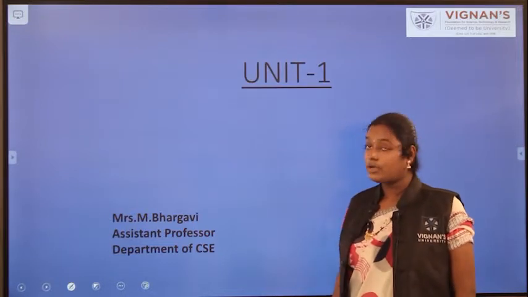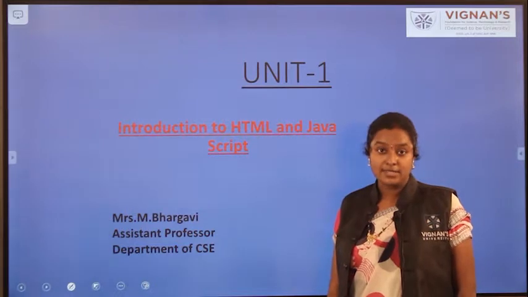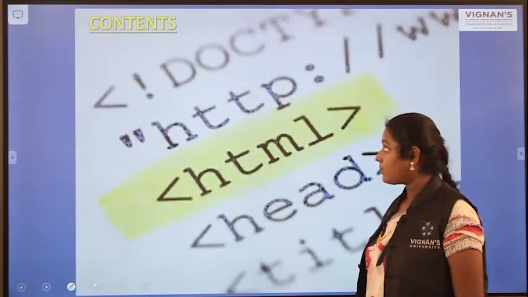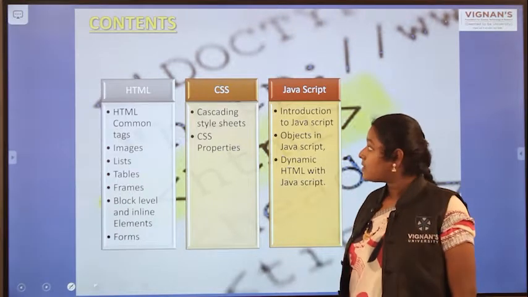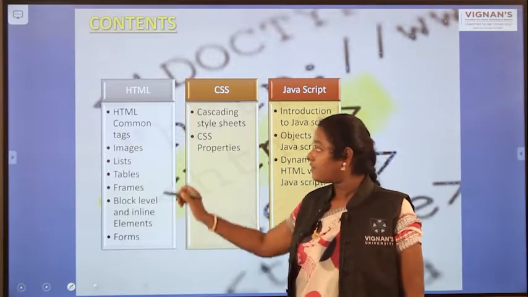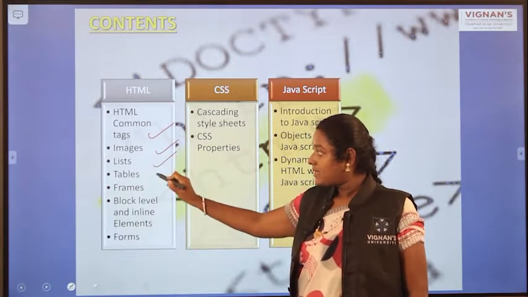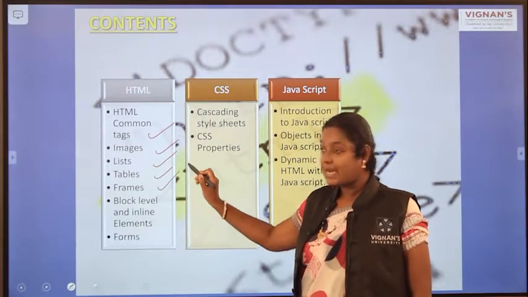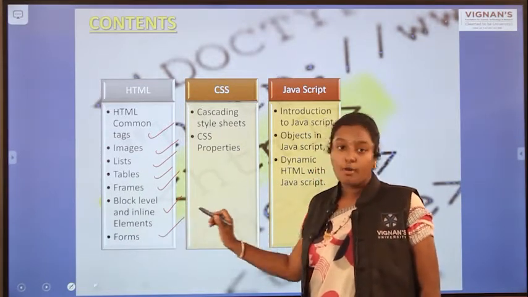Today in this session we are going to discuss Unit 1, that is Introduction to HTML and JavaScript. What are the contents you are going to learn in this Unit 1? In HTML, you are going to learn different HTML common tags, image tag, list tags, tables, different frame elements, different block level and inline elements, and different form elements.